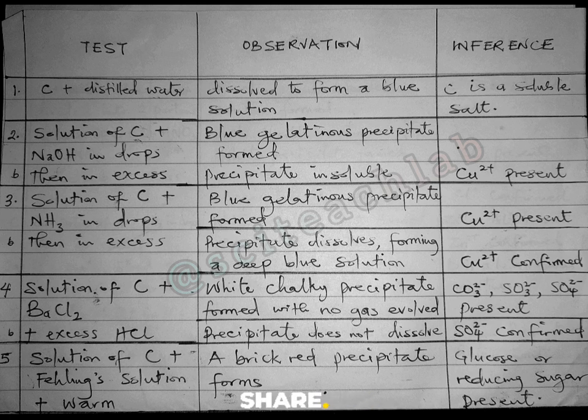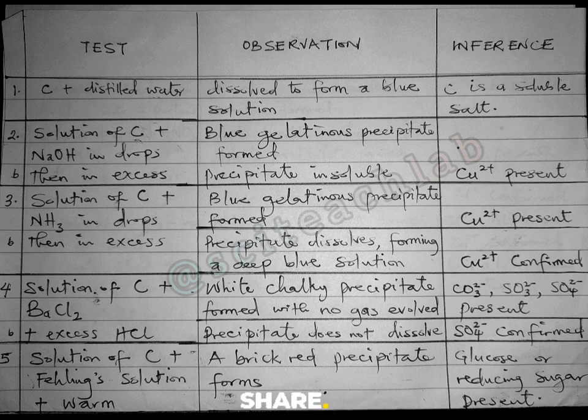So we get another test tube, and take another solution of that C into this new test tube, and then use ammonia now, not sodium hydroxide again. We add ammonia in drops. We see that also a blue gelatinous precipitate will be formed. So you infer that copper is present.